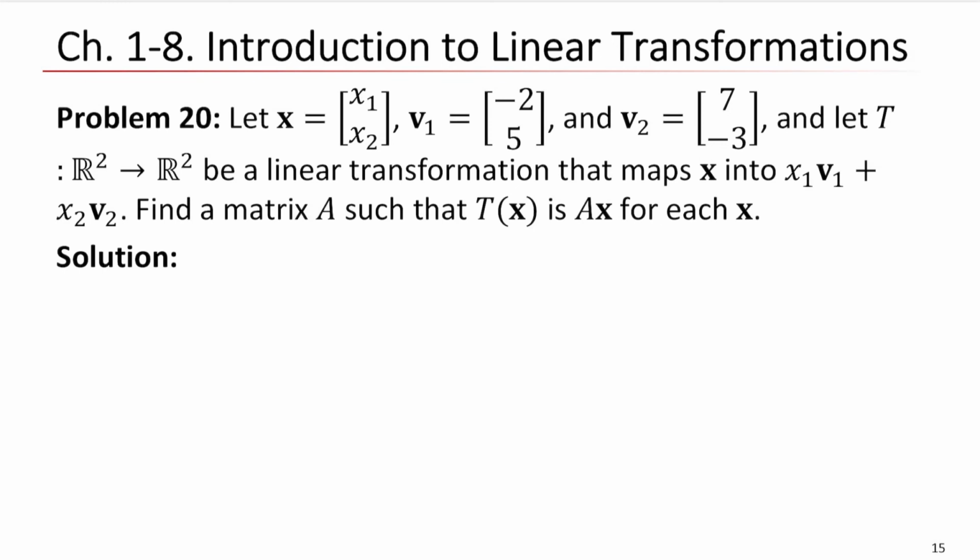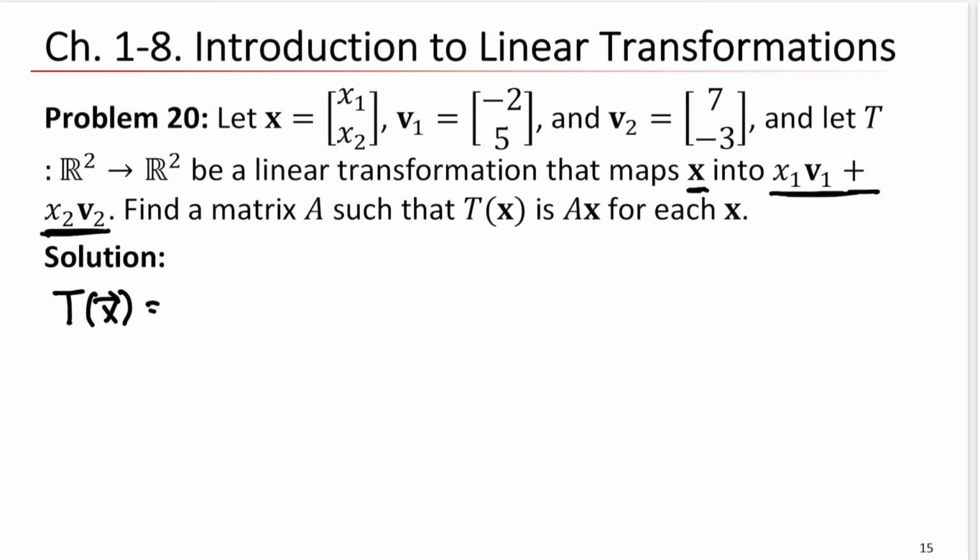Okay, so problem 20. Let's say there is a vector x, and V1 and V2, and let's say the transformation T from R2 to R2 is a linear transformation that maps the input vector x into x1 times V1 plus x2 times V2. Find the matrix A such that the transformation T(x) is Ax for each x. Okay, so first of all, what should we do? Okay, let's write T(x).